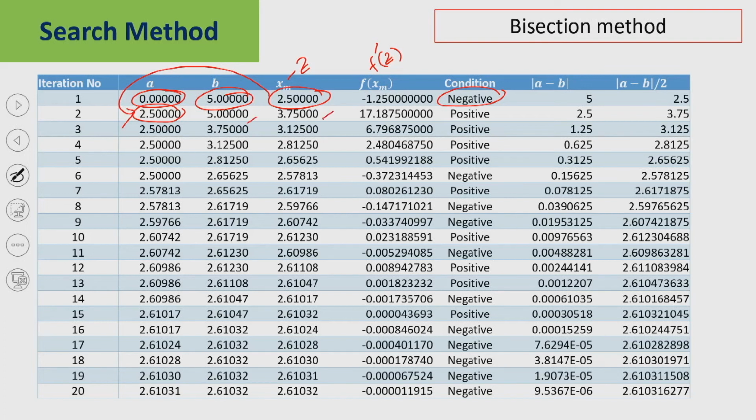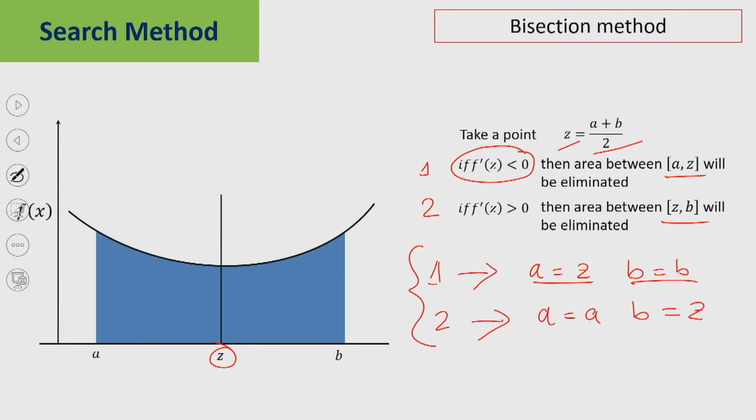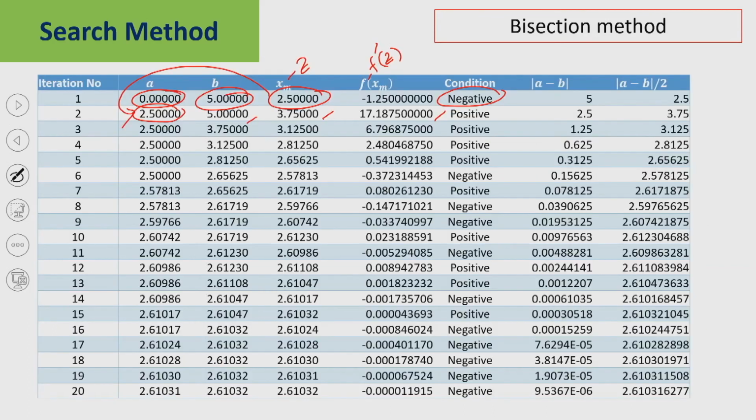Then you calculate the new value of Z, sorry, this is the derivative value, not your function value. So, the derivative is now 17.18 and that is positive now. If it is positive, what will happen? A will not change, B will be equal to Z. Okay. So, A is not changing and B is equal to Z now. Then you calculate the new derivative value, and in this case it is positive. So, positive means that A is not changing, B is equal to Z, and then you continue your iteration.